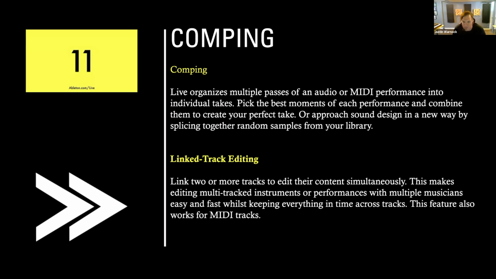And along the same line, there's also linked track editing, which is kind of like comping, but instead of comping within a single track and a single take, or track lane, it's over multiple tracks. So with linked track editing, link 2 or more tracks to edit their content simultaneously. This makes editing multi-tracked instruments and performances with multiple musicians easy and fast while keeping everything in time across tracks. This feature also works for MIDI tracks.